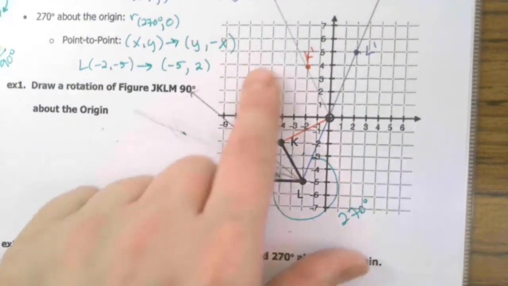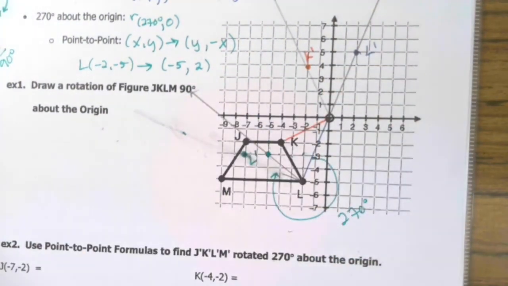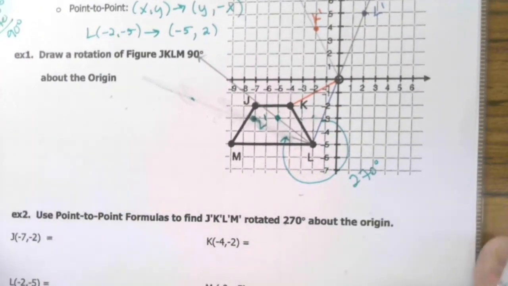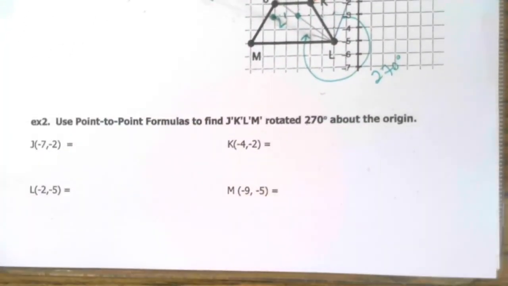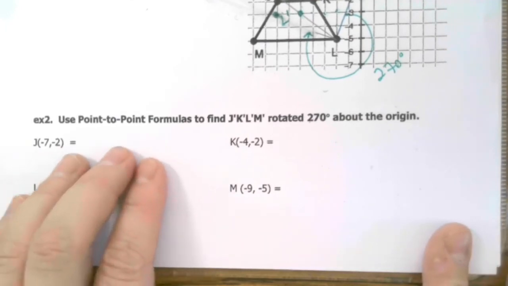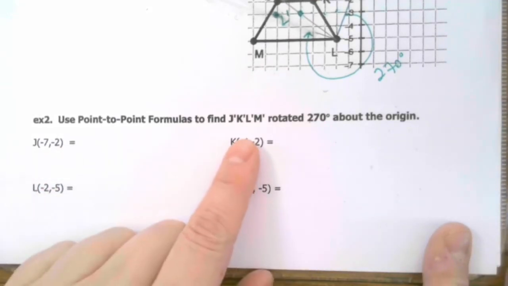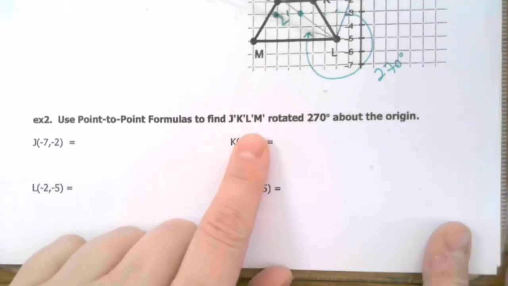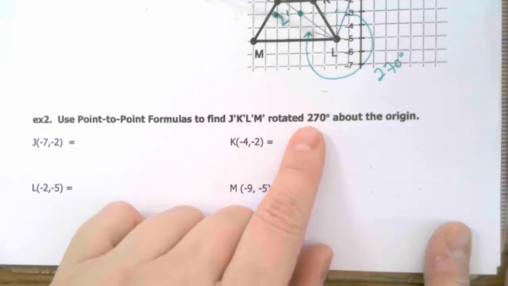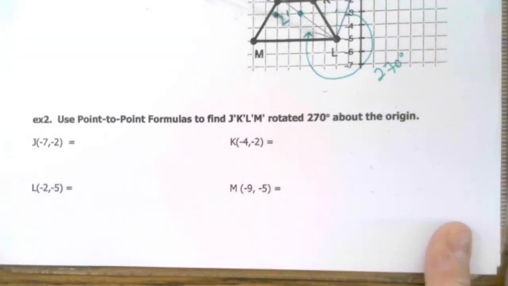So we already kind of rotated some of these points. I'm not going to go through and draw the entire rotation. We've done each of the measurements. I think that about covers it. But let's practice these point-to-point formulas. They do take a little bit of getting used to. We're going to use point-to-point formulas to find J prime, K prime, L prime, M prime rotated 270 degrees about the origin.